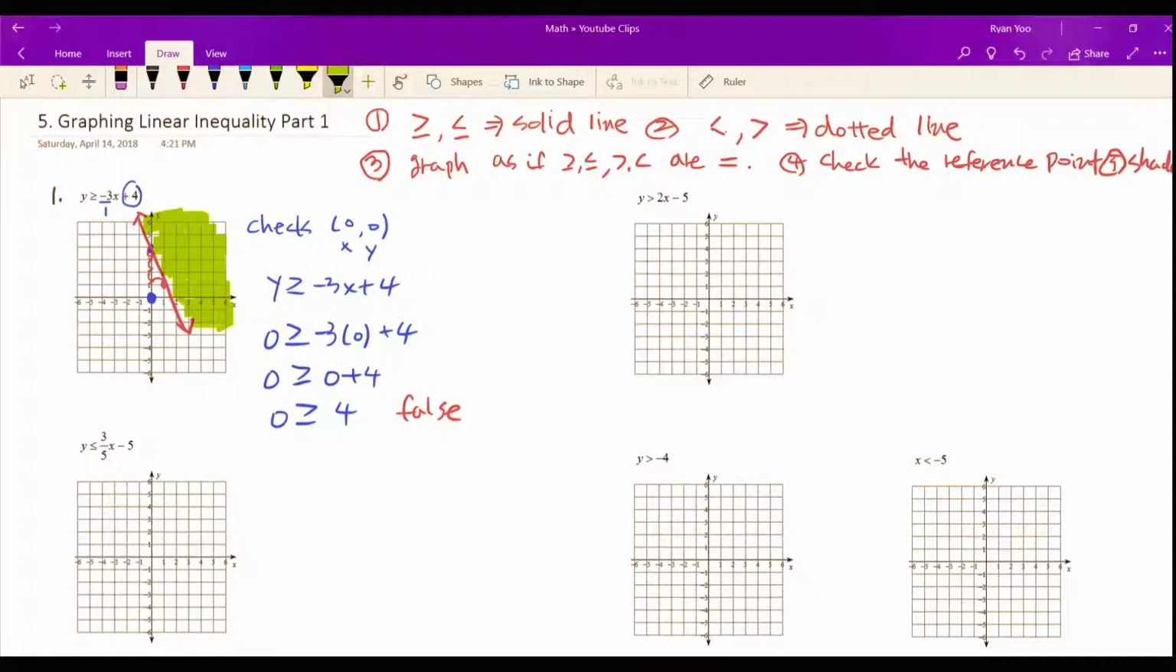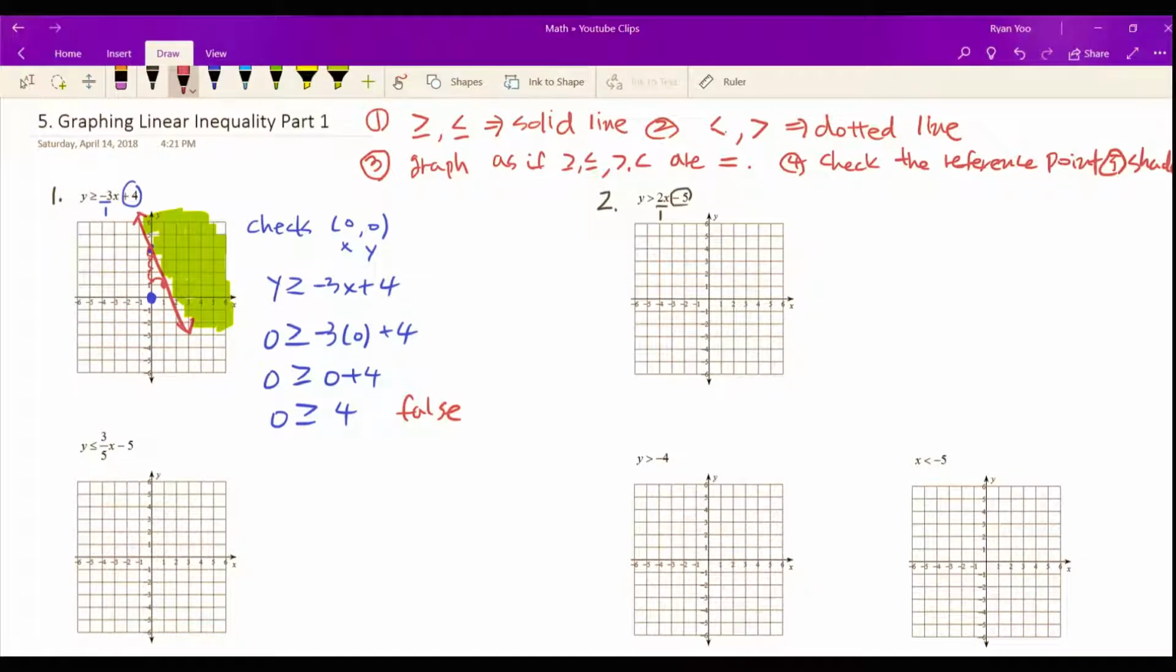All right, moving on. Number 2. So let me write that as number 2. And we are going to graph y is greater than 2x minus 5. We are going to treat the inequality as if there is an equal sign. So don't forget, put over 1. And since it's a negative 5, we're going to start from negative 5. So here is our negative 5.